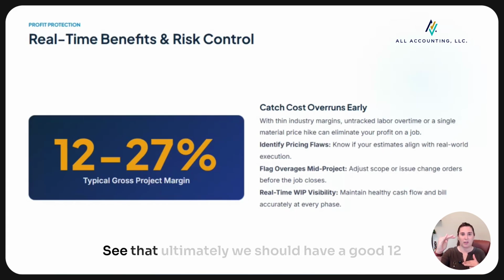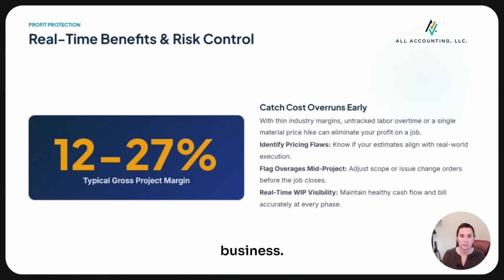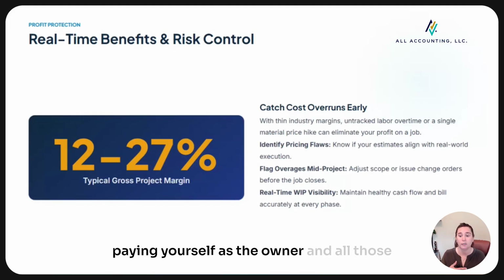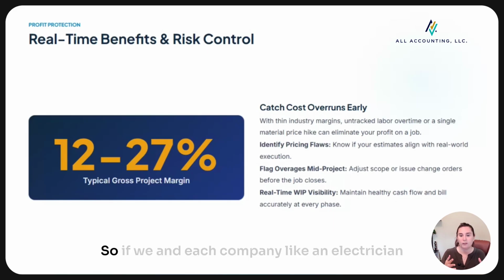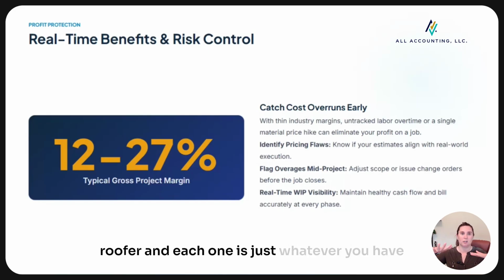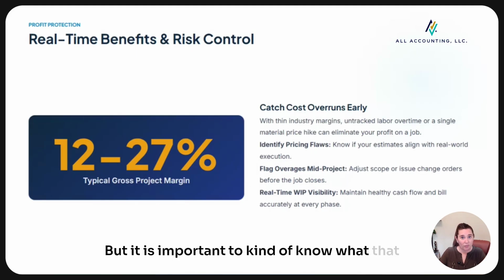We can then see that ultimately we should have a good 12 to 27% gross project margin so that we can cover the rest of the items that are in the business: regular insurance, equipment purchasing, paying yourself as the owner, and all those different things. Each company, like an electrician, is going to have slightly different numbers than a roofer. Whatever you have created within your business is going to be your normal. But it is important to know what that number may be.